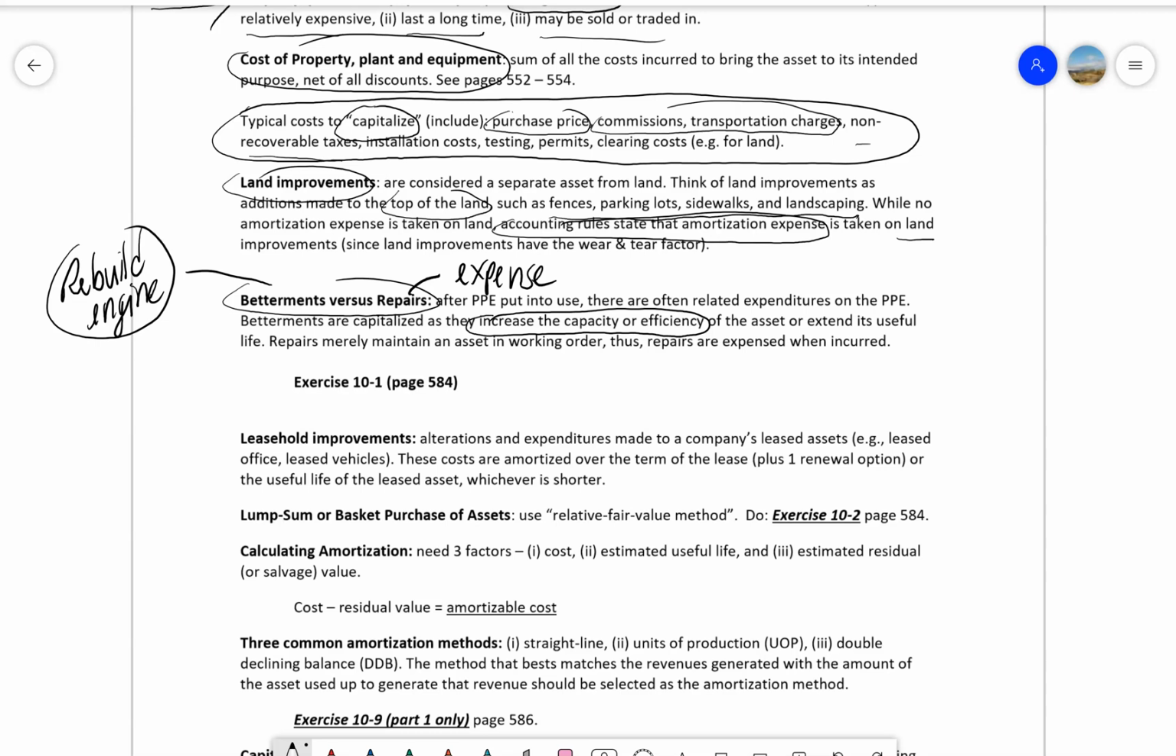The first thing I'm going to look at then is exercise 10-1, page 584. And this is going to cover some examples of costs that we capitalize for land improvements, and also a building. So turn to page 584 in your textbook, have a read through exercise 10-1, and once you've completed reading the exercise, then resume the video and we'll work through the solution together.